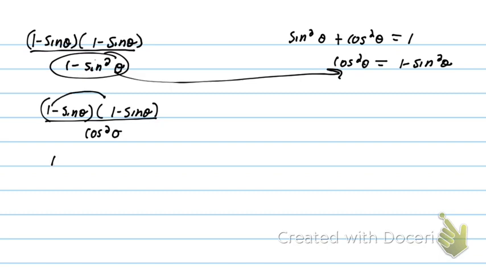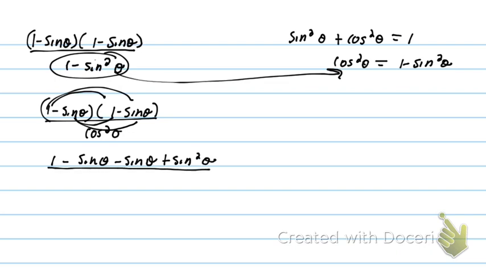We'll do 1 times 1, then 1 times negative sine theta is negative sine theta. Here we get negative sine theta, and here we'll get plus what? Sine squared theta. Make sure you see the FOIL there. And then down here I have cosine squared theta. Everybody all right? Okay, notice these are like terms, so they become what? Minus 2 sine theta.